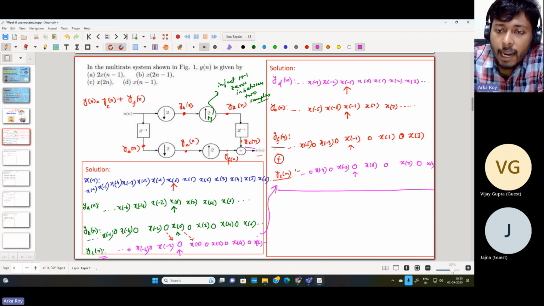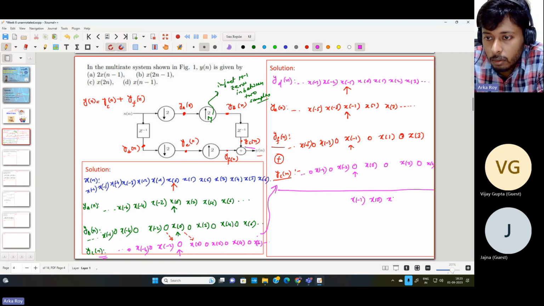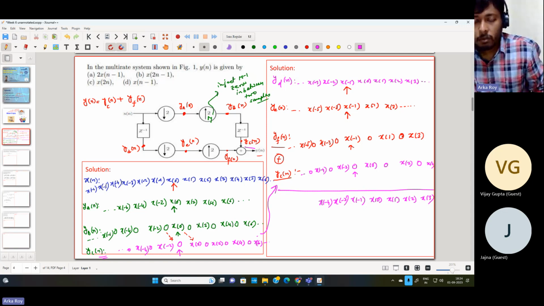So now if I add these two signals, it will result in X of -1, X of 0, X of 1, 2, 3, and then it will be X of -2, X of -4. Sorry, it will be X of -3.